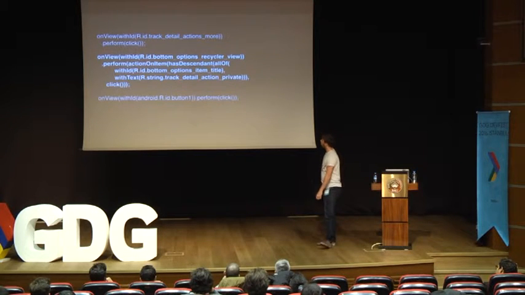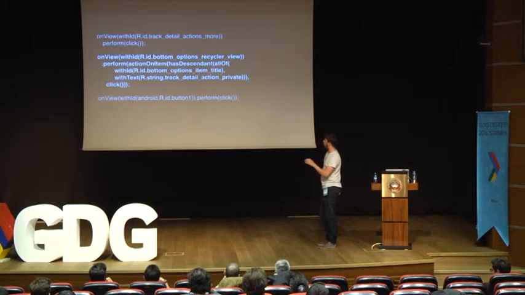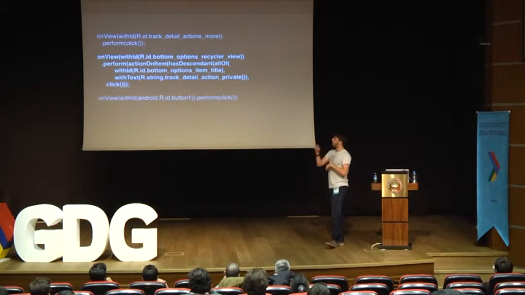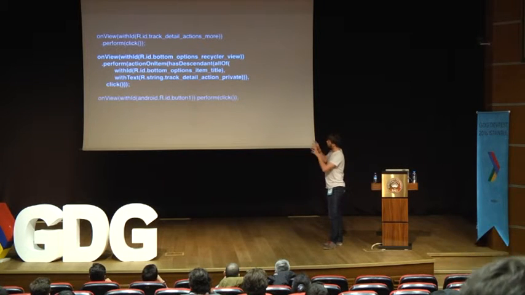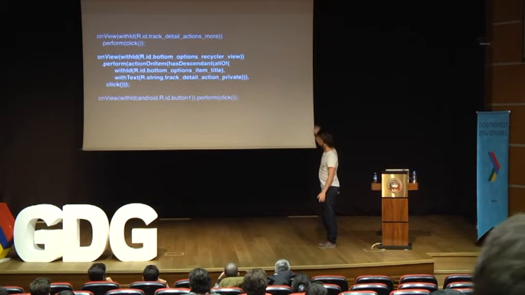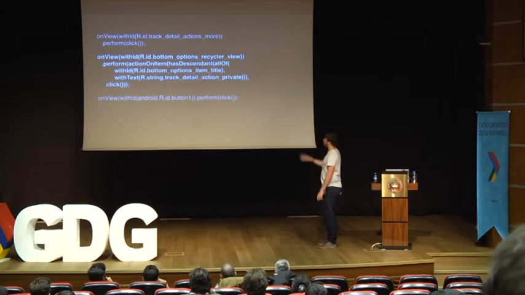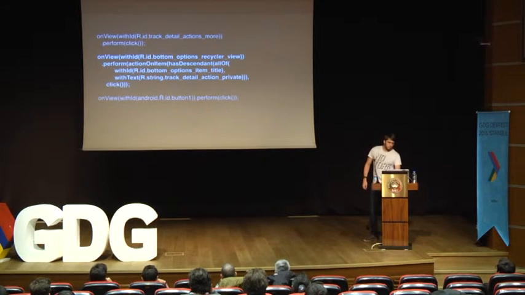So on the view with the ID bottom option recycler view, because in the bottom sheet we have a recycler view, we want to perform an action on an item inside this recycler view, which has the following attributes. It needs to be a descendant of all of these options. It needs to have this ID that is really long, and this text, and I want to click on this. So you can see it's really not readable.